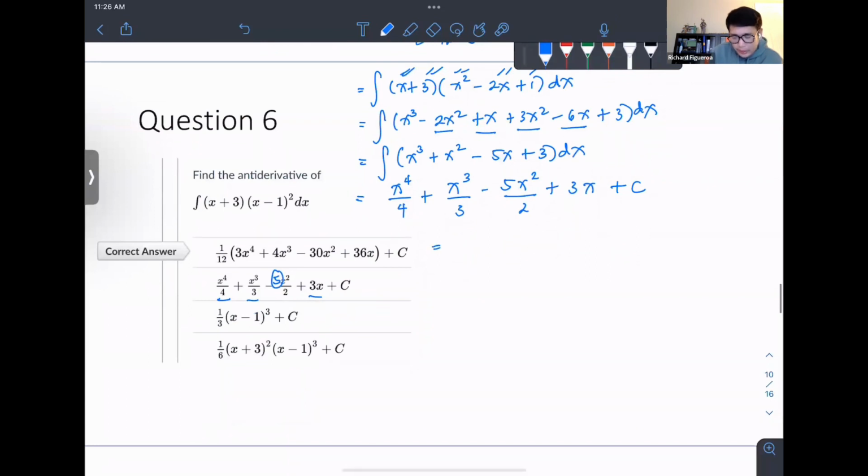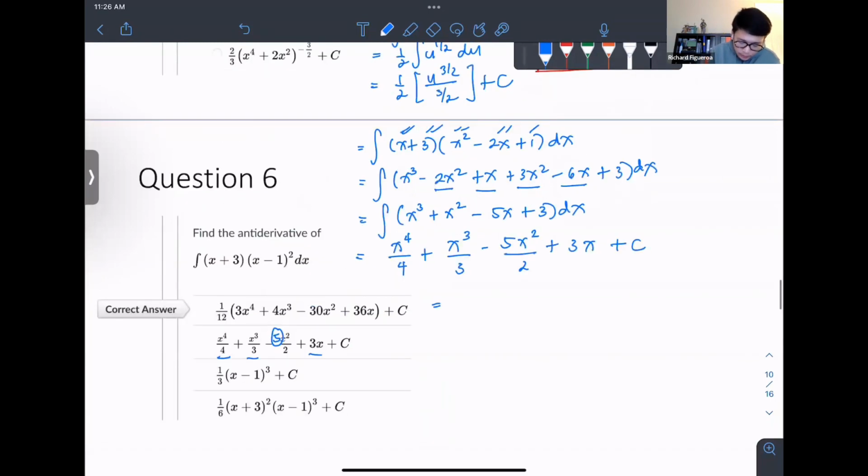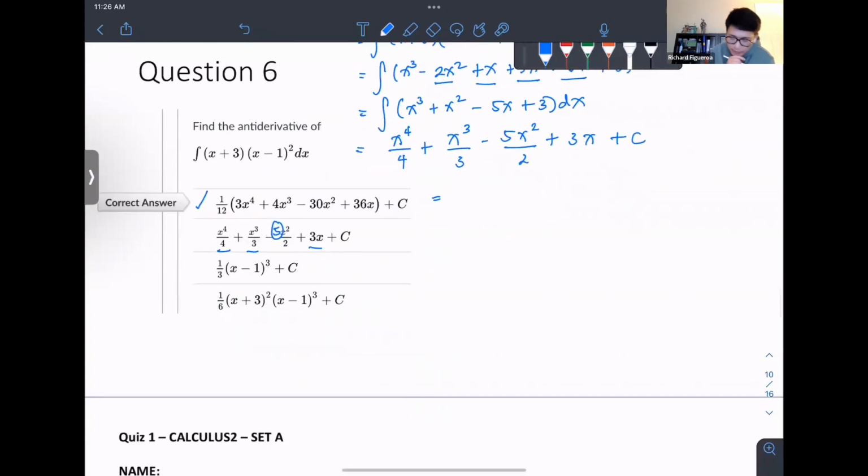Once you have your board exam, there might be choices like these. You already got the correct answer, however, you cannot find the answer among the choices. So you have to take a look at the choices. It might be equal. In this case, it should be equal to the first choice. But what happens to the first choice? It combines all the numerical coefficients of the terms.